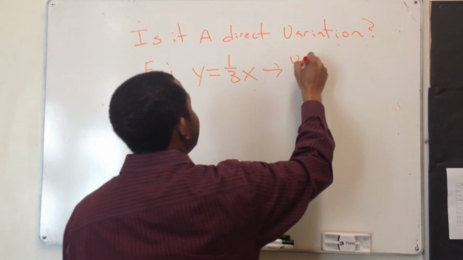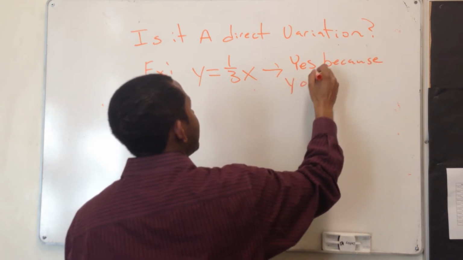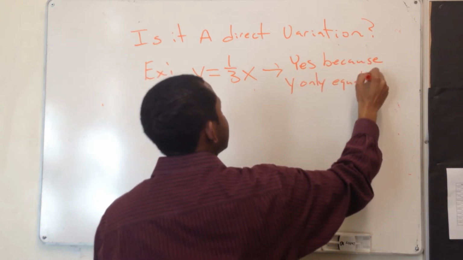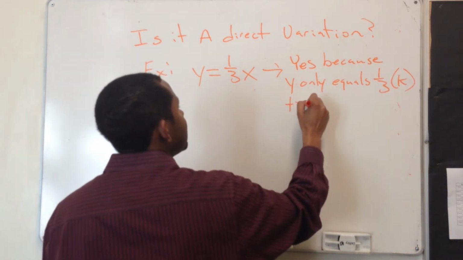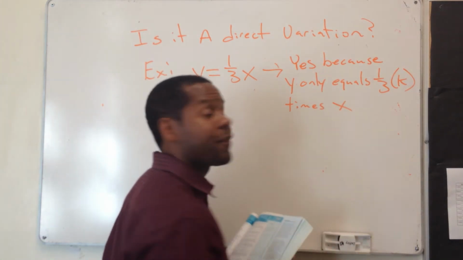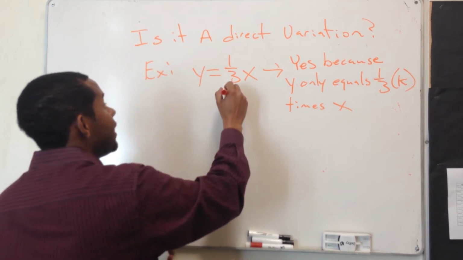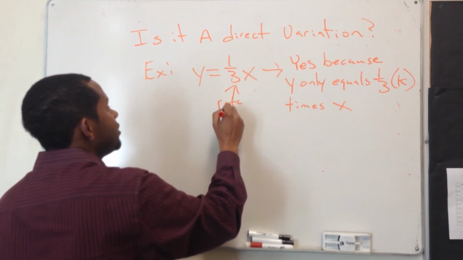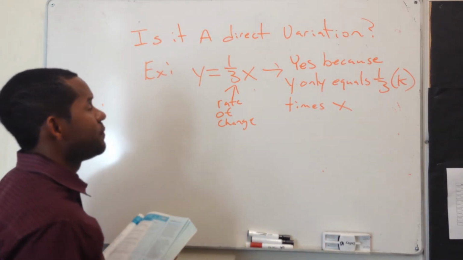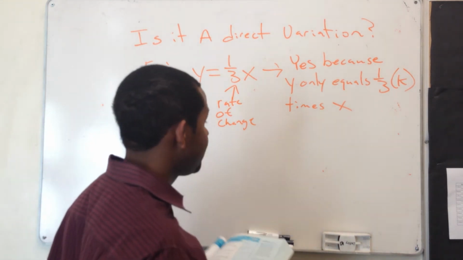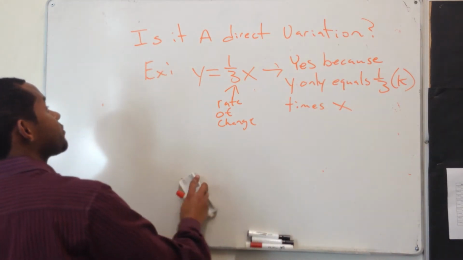Hopefully, you said yes, because y only equals 1/3, which is my k, times x. There's nothing else. 1/3 is a number. This is a rate of change, right? This is k, or this is my rate of change. And it's being multiplied with x to give me y. So that is a direct variation, okay?